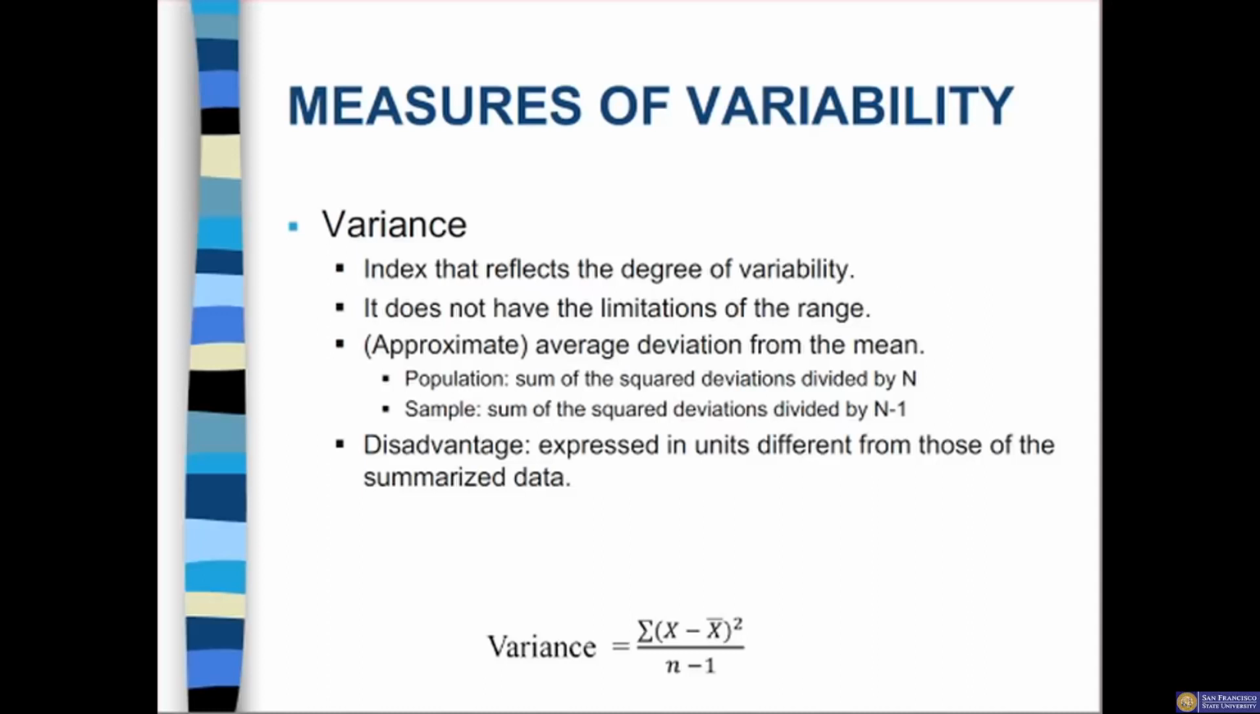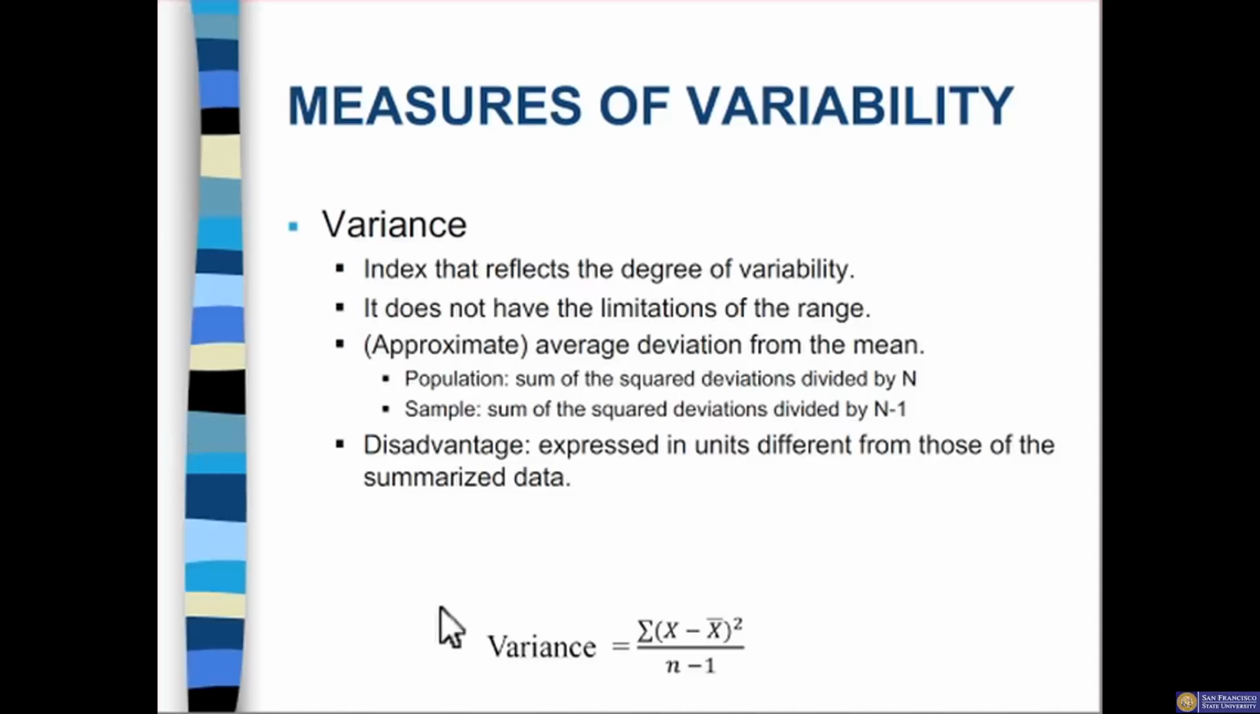Variance is a key term that we'll be using a lot in terms of understanding variability. It's the index that reflects the degree of variability. It does not have the limitations of the range that we brought up before, and it is really an approximate description of it. It is the average deviation from the mean.